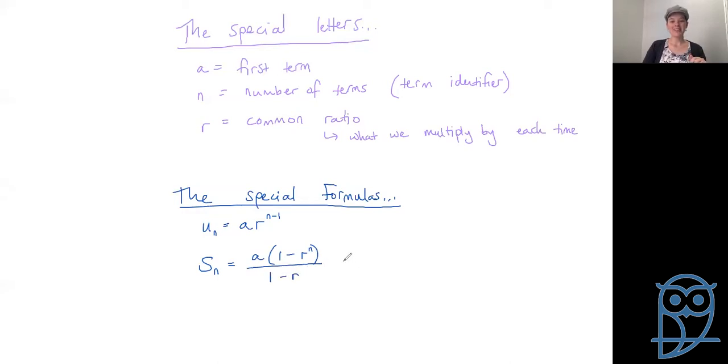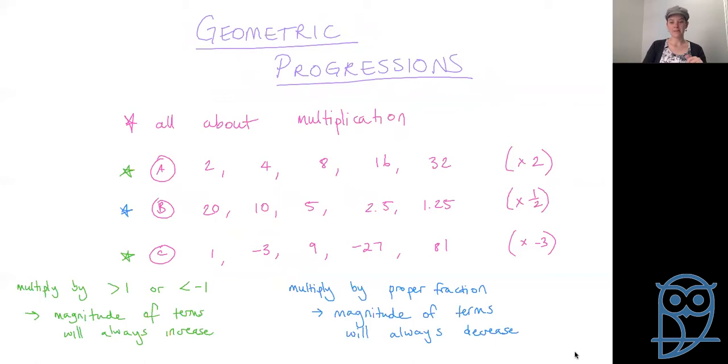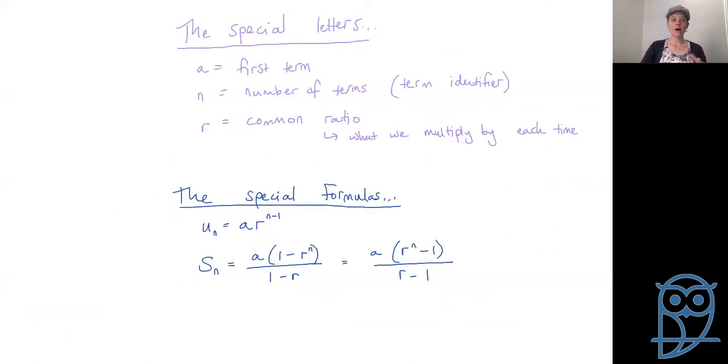But we have two different versions. A times R to the N minus 1 over R minus 1. Now these two are two versions of exactly the same thing. So you can pick one and always work with it if you want, or you can use either or. The reason behind having two is linked to this little relationship here. When our R has a big value, so like R is 2, R is minus 3, that large magnitude, then it sits more nicely if you use this formula here.